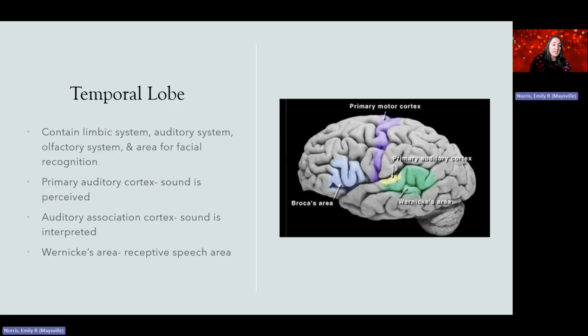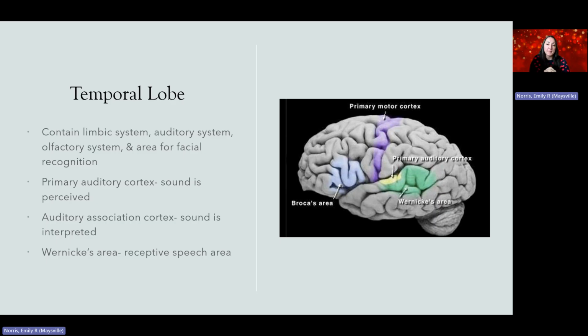The primary auditory cortex is where sound is perceived. The auditory association area is where it's interpreted. And then we have Wernicke's area, so kind of similar to Broca's area. This is where receptive speech is, where speech is received. With Broca's area, speech is made, it's produced, and with Wernicke's area, speech is perceived.